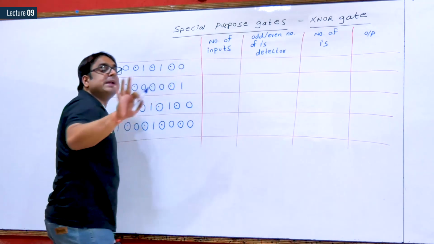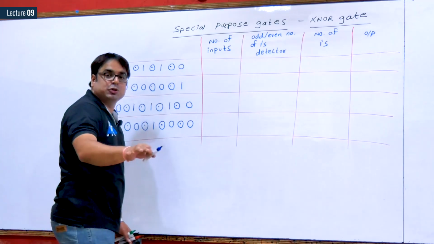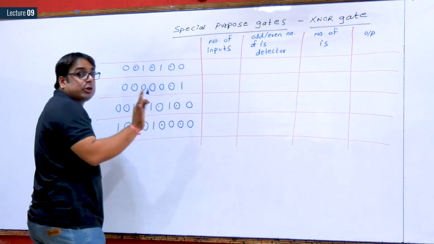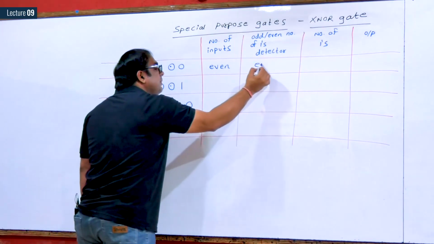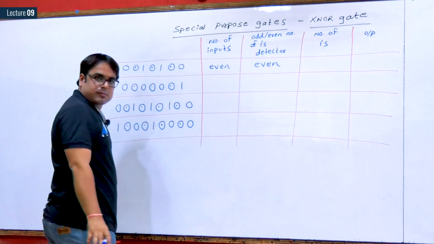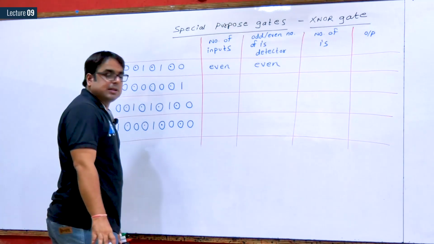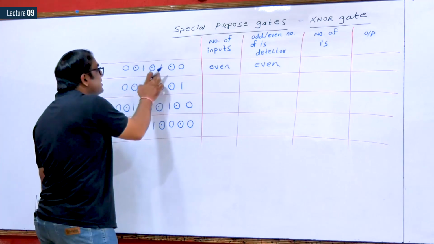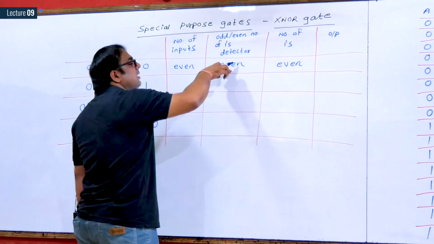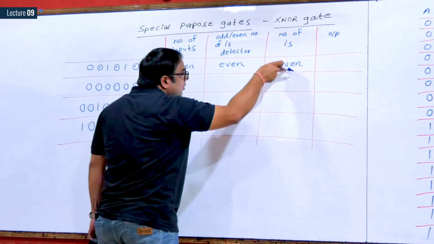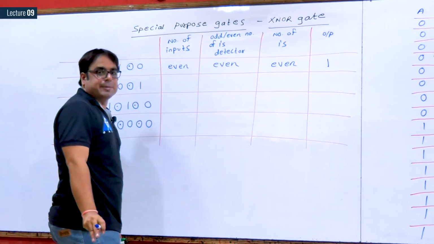First of all, I will check how many inputs are there so that I can decide what number of ones detector it should be. For example, total number of inputs, not ones, inputs: 1, 2, 3, 4. It is an even number of inputs, so it will be an even number of ones detector. Now see, what is the number of ones? How many ones are there? 2 ones, even. It is an even number of ones detector and it is getting an even number of ones, so it will be detected. Detected means output is logic high.